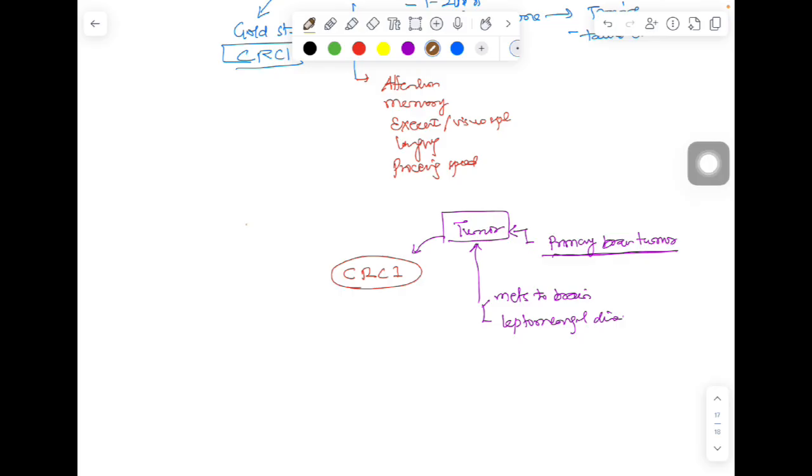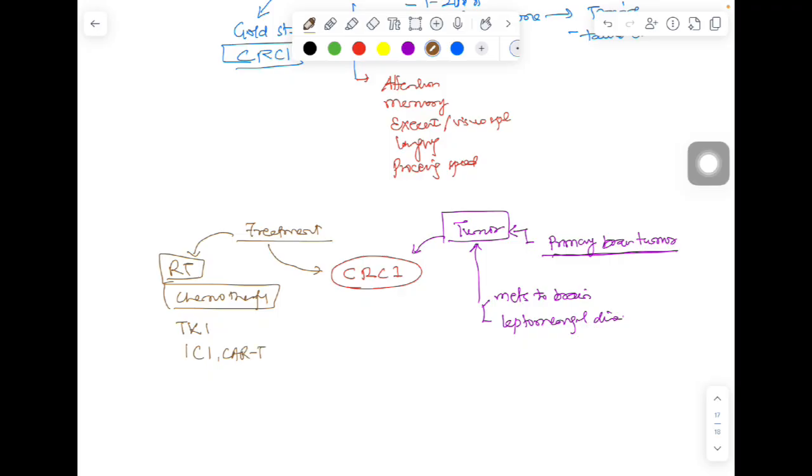Then treatment. Treatment itself is affecting the brain. What treatment do we have? Radiotherapy to the brain. Obviously the radiotherapy is going to cause some damage, so CRCI there. Then chemotherapy, which crosses the blood-brain barrier and causes CRCI. Then we have TKI, and immune checkpoint inhibitors, CAR-T, BiTE, everything. CAR-T and BiTE especially cause ICANS. We are going to read that. So this is treatment related, tumor related.